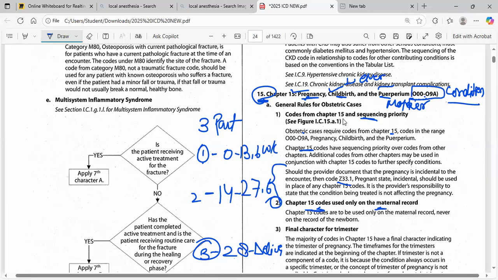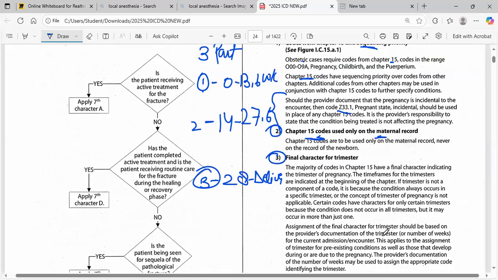We cannot use these codes for the baby or anyone else. Once the woman is pregnant, then only you can use this code. Otherwise, if the woman is not pregnant, you should not use any code from chapter 15. You can use the chapter 15 codes whenever there is any condition which is related to the pregnancy or due to the pregnancy, or complicating the pregnancy. In that case, you have to use a code from series O. Then we have the final character for trimester.